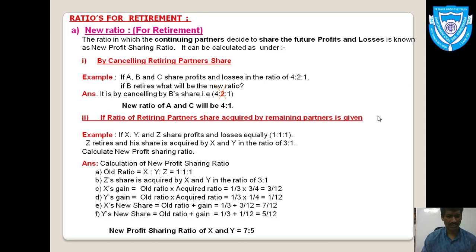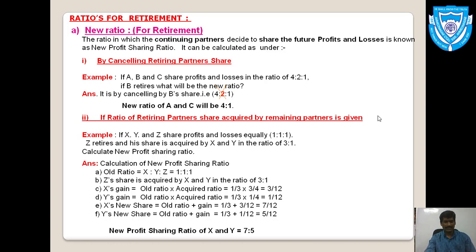X's new share is equal to old ratio plus gain, that means 1/3 old ratio plus 3/12, that is the gain, and is equal to 7/12. And Y's new share is equal to old ratio plus gain, that means 1/3 is old ratio plus 1/12 is acquired ratio, and is equal to 5/12. So here we got the new profit sharing ratio of X and Y, that is 7:5.